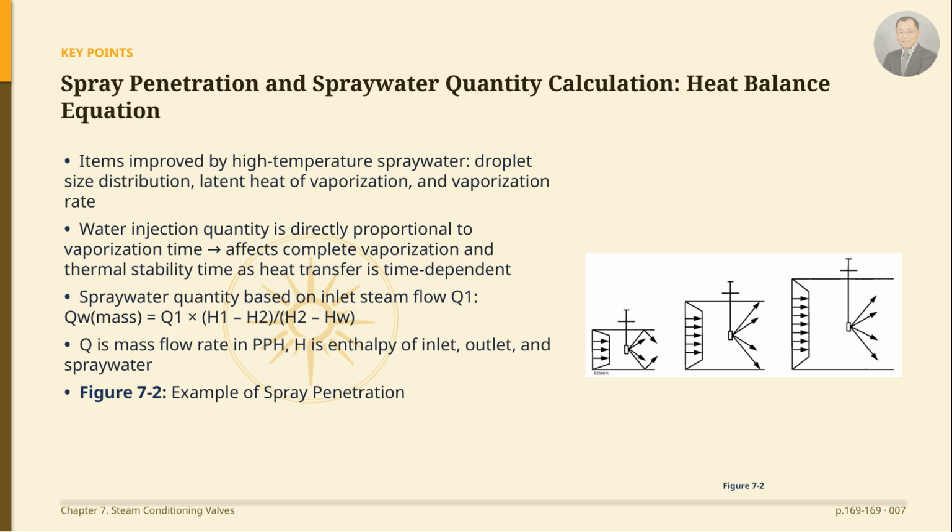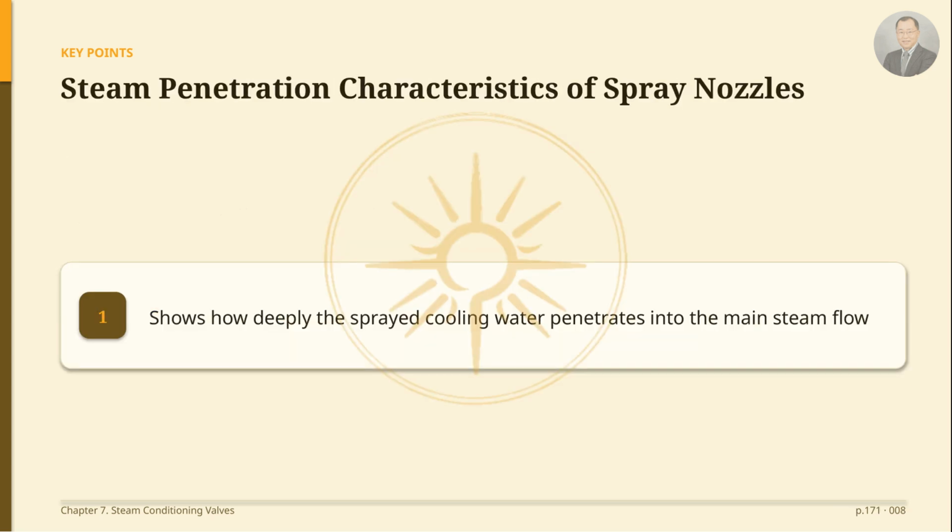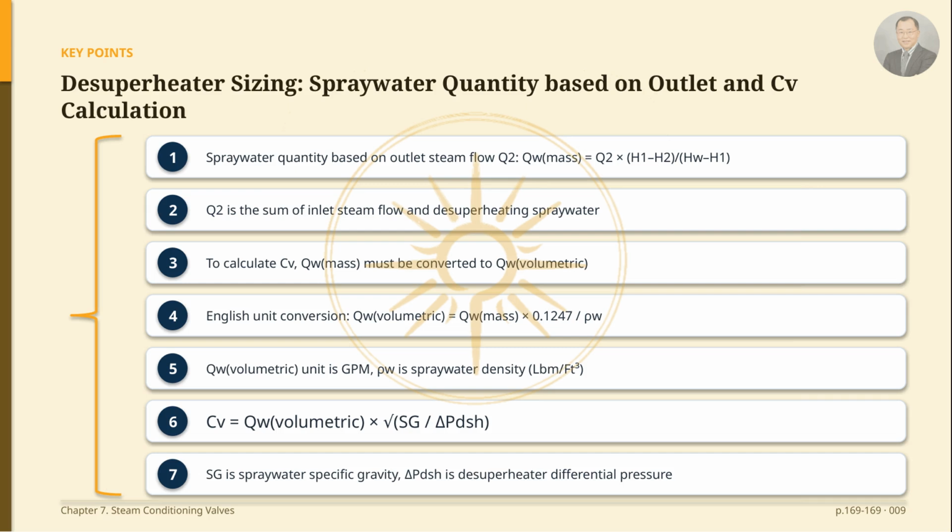Figure 7.2 shows the spray penetration. This indicates how deeply the sprayed cooling water penetrates into the main steam flow. I would like to introduce the method for calculating the spray water quantity based on the outlet steam flow Q2 for initial desuperheater sizing.